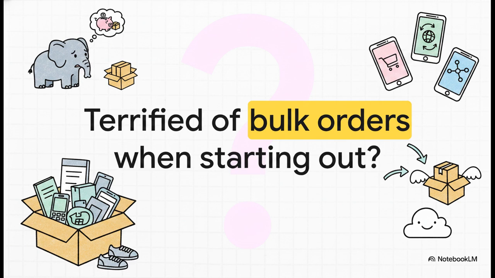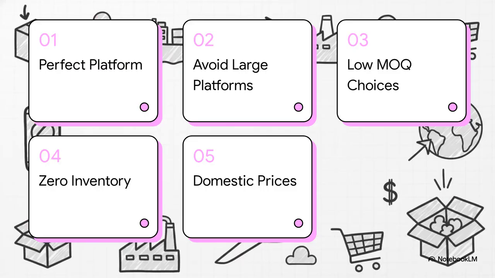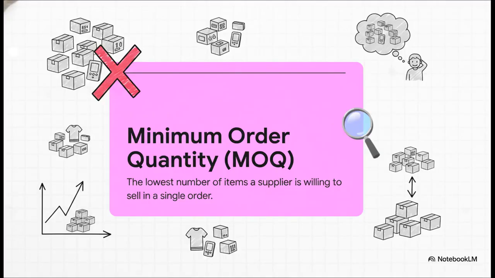Well, the really great news is that the modern mobile sourcing landscape has entirely solved this problem, provided you know exactly which platforms to use for your specific scenario. So here is our roadmap for today. 1. Finding the perfect platform. 2. Avoiding high-barrier large platforms. 3. Beginner choices for small and low MOQ. 4. Zero inventory dropshipping. And 5. Advanced tactics for unlocking domestic prices. Okay, let's dive into this.